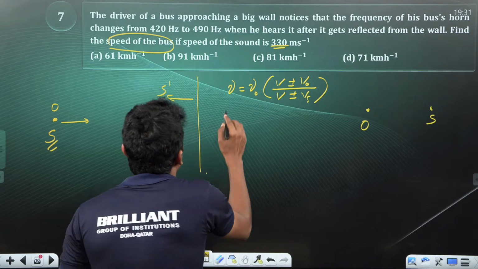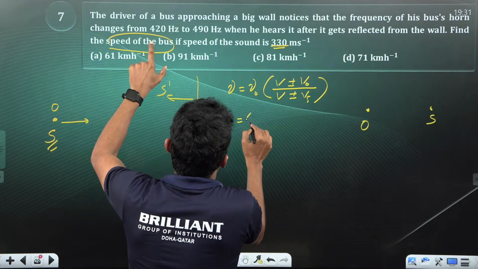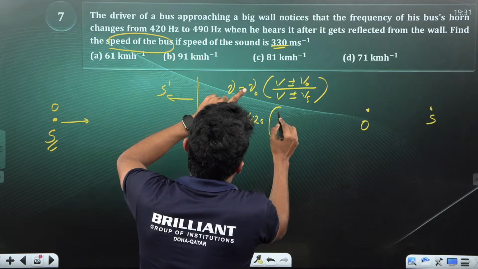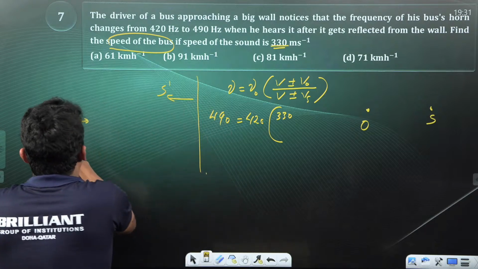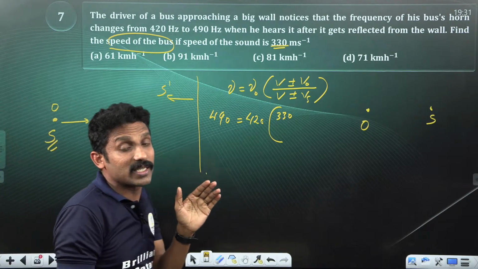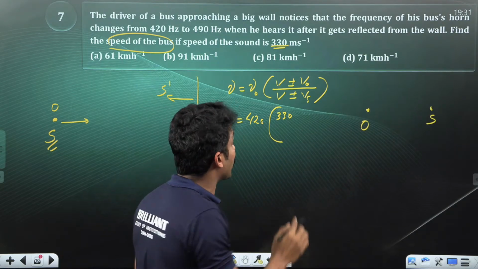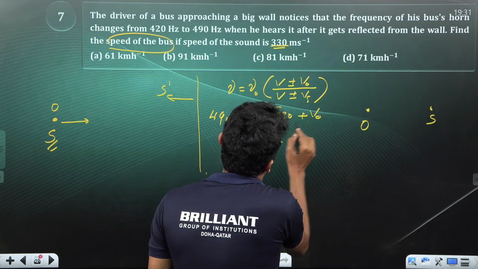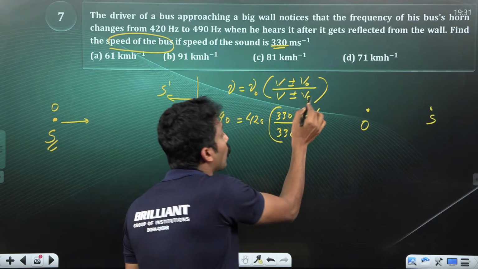Now in this case, the apparent frequency is 490 and the original frequency is 420 and the speed of sound is 330, and here the observer is moving toward the source. Observer moving toward the source is taken as what? Positive. So plus VO, divided by the speed of sound, 330, now plus or minus VS.